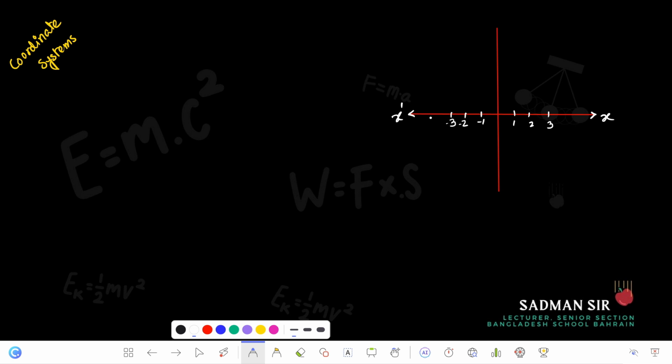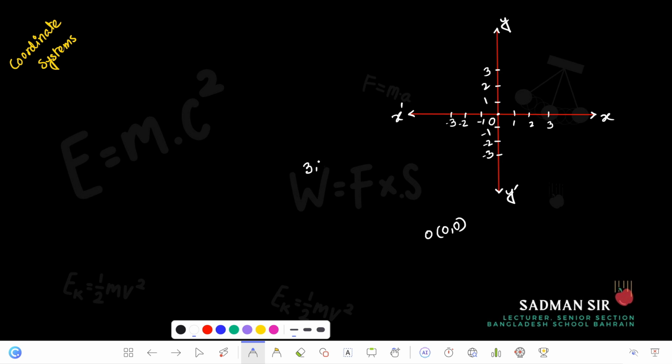So this is the negative side of the x-axis. The point in between is the origin. It is known as O. What is the coordinate of O? That is 0, 0. And then this is the y-axis, y prime. In the upward direction it is positive 1, 2, 3, and in the downward direction it is the negative value of y.